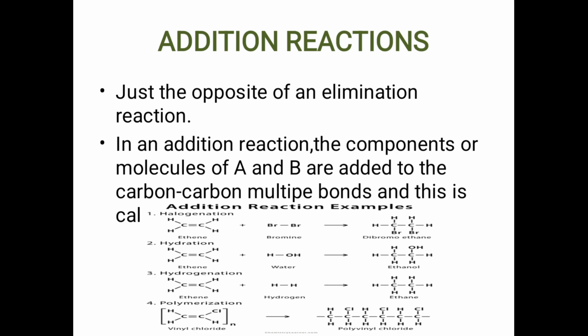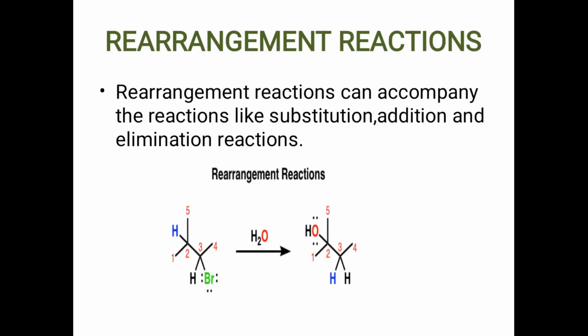Addition reaction is just the opposite of elimination reaction. Here a reagent or a molecule AB is added across a carbon-carbon multiple bond, resulting in the formation of new molecules. The one I am showing here is the halogenation reaction of ethene, where you get dibromoethane. Second is hydration of ethene, where I am getting ethanol, then hydrogenation and then polymerization.